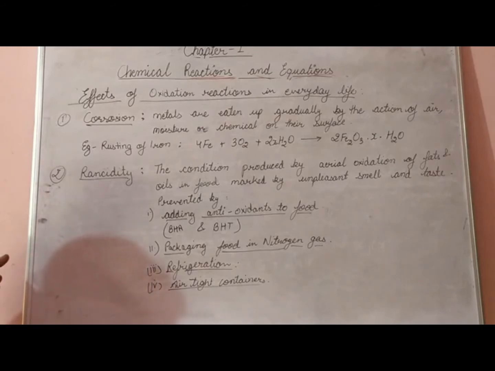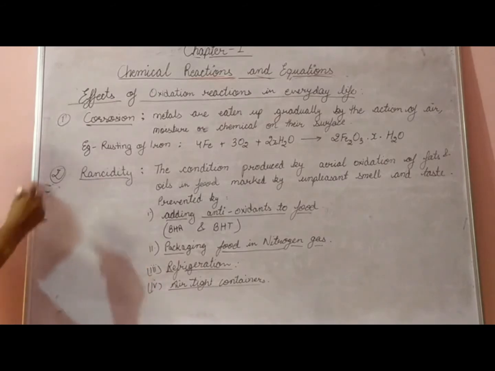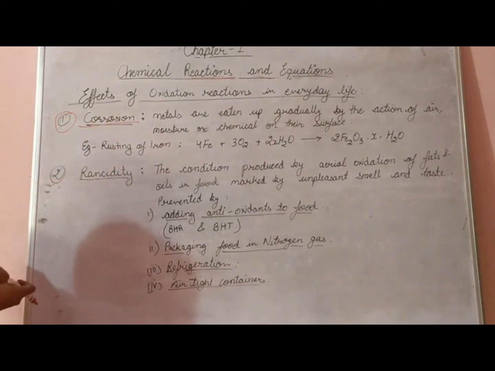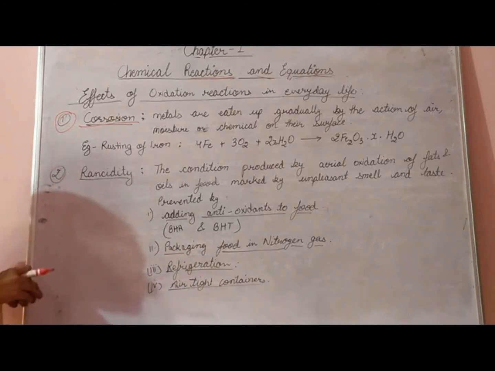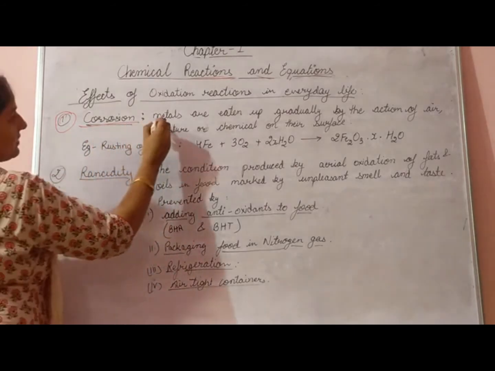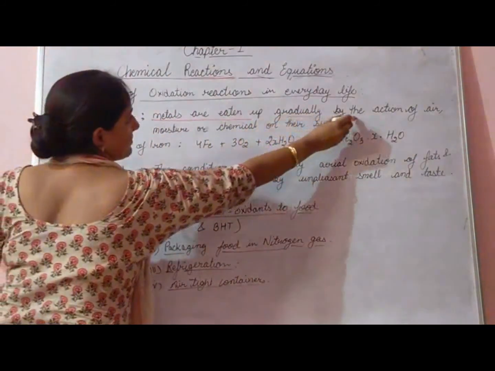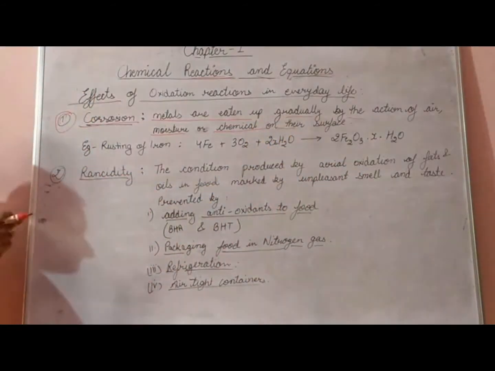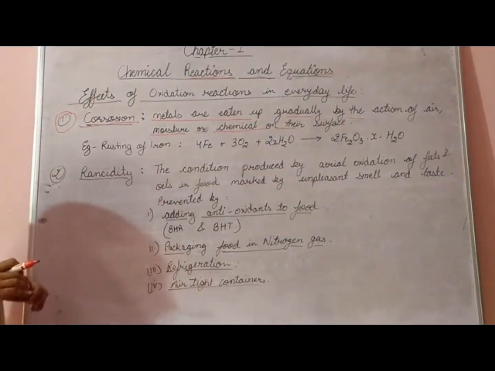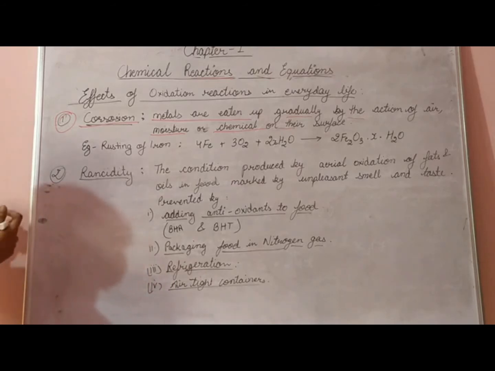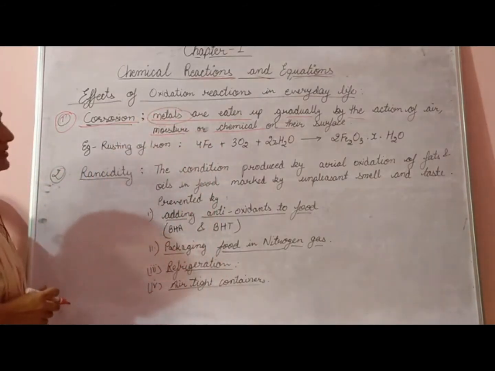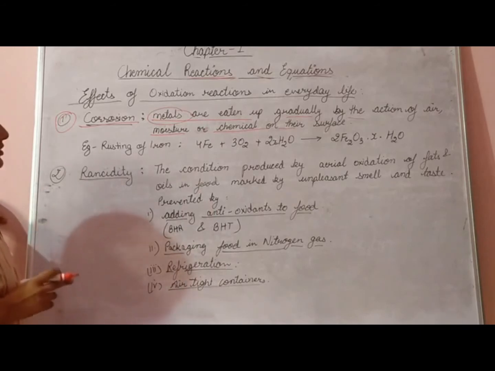Next is effects of oxidation reactions in everyday life. The very first effect that we'll study here is corrosion. This is the most common effect that we all come across. What basically is corrosion? Corrosion is the process in which metals are eaten up gradually by the action of air, moisture or chemicals on their surface. Sometimes because of the effect of air, moisture or chemicals, basically acids, the metal surface will get spoiled and eaten up. So this process is basically your corrosion.